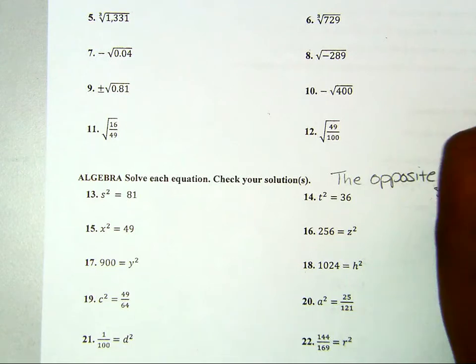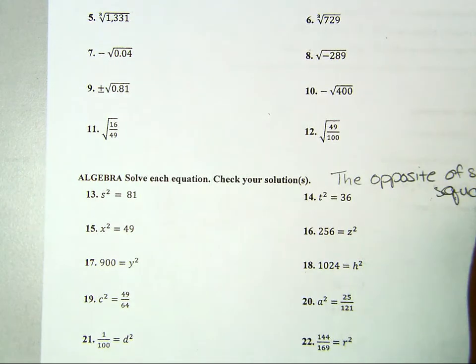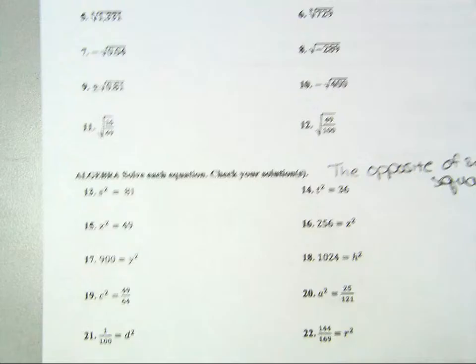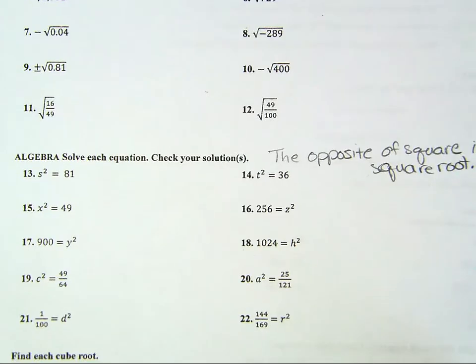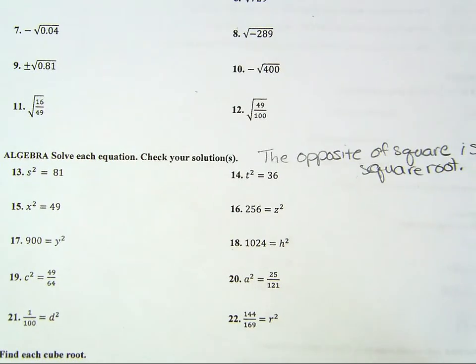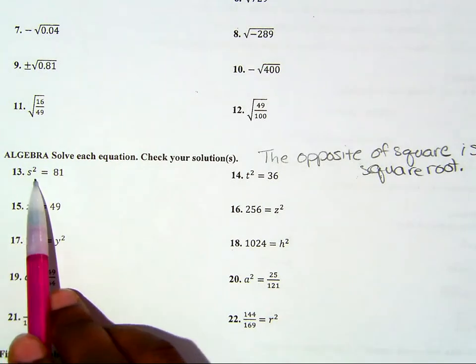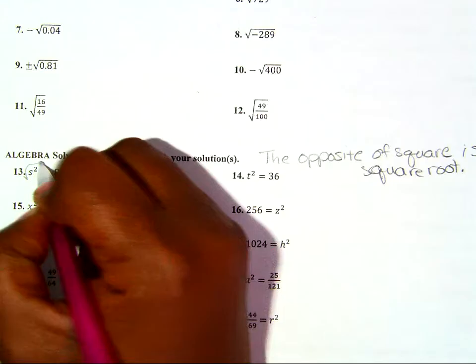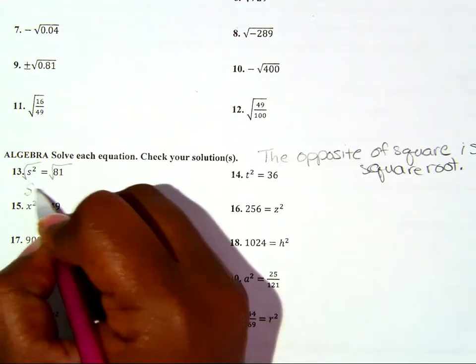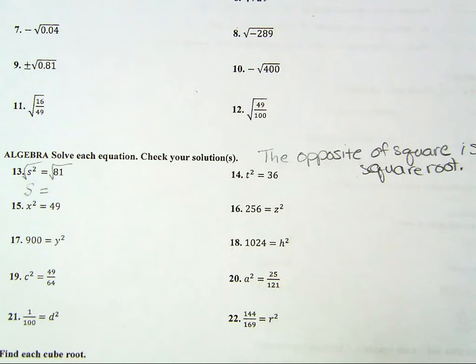The opposite of squaring is square root. So I have S squared. The opposite of that is the square root, so this ends up being S.